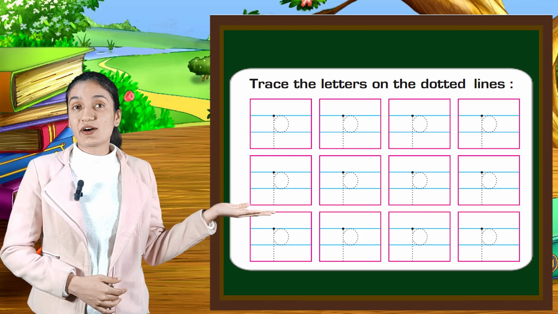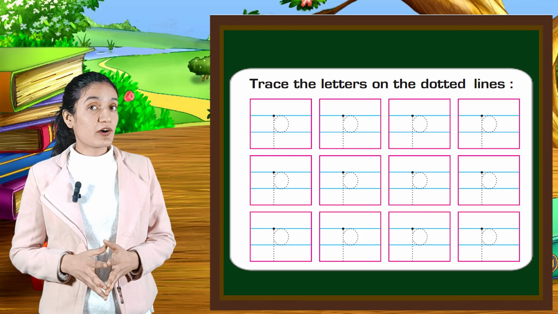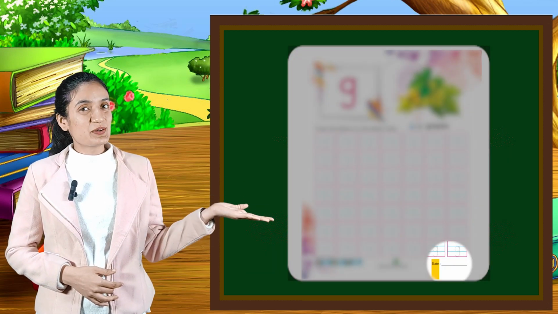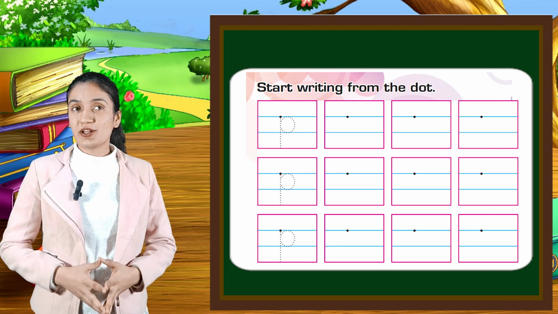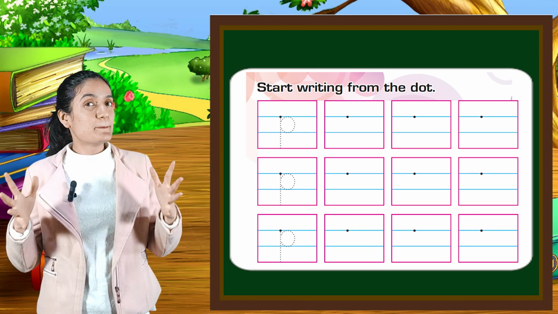Trace the letters on the dotted lines. Here you can see the dots. Join all the dots and make P. Write the date here in your notebook. Start writing from the dot. Can you see the dot? Start from here and make P.